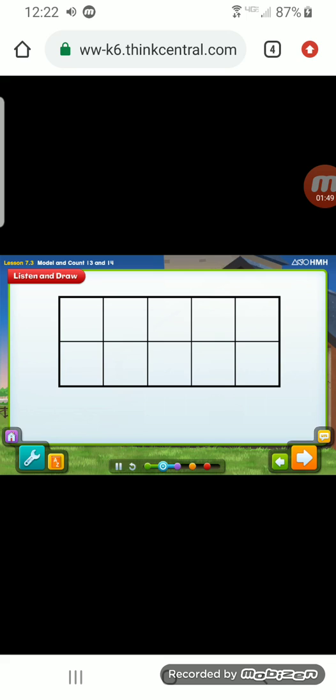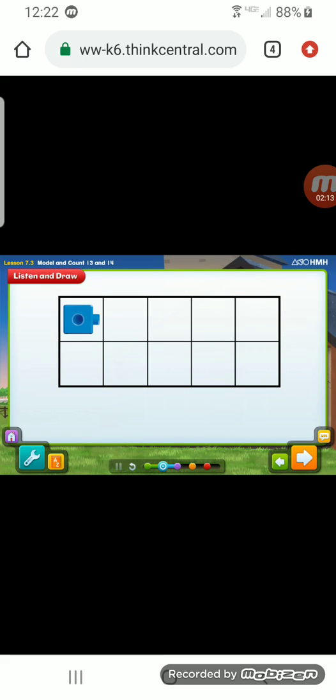Marcel and Garrett went to the orchard to pick apples. Marcel picked 13 boxes of apples. Garrett picked one more box than Marcel. Let's use cubes to show how many boxes of apples Marcel and Garrett picked. We'll use 13 cubes to show Marcel's boxes. Let's start by filling this 10 frame.